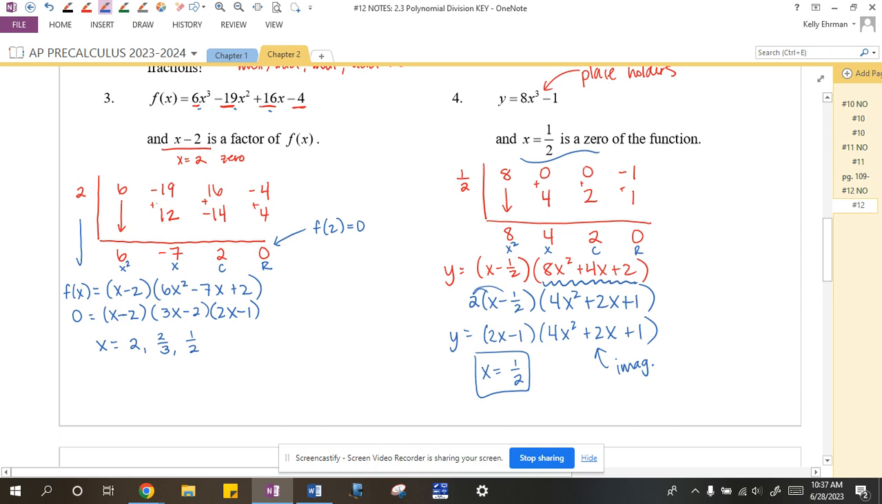So that's kind of nice because that's a shorthand, usually a quicker way of evaluating a function if the exponents are high. Same thing here. This is saying because we got 0 as a remainder, this tells me that f of 1/2 is equal to 0.